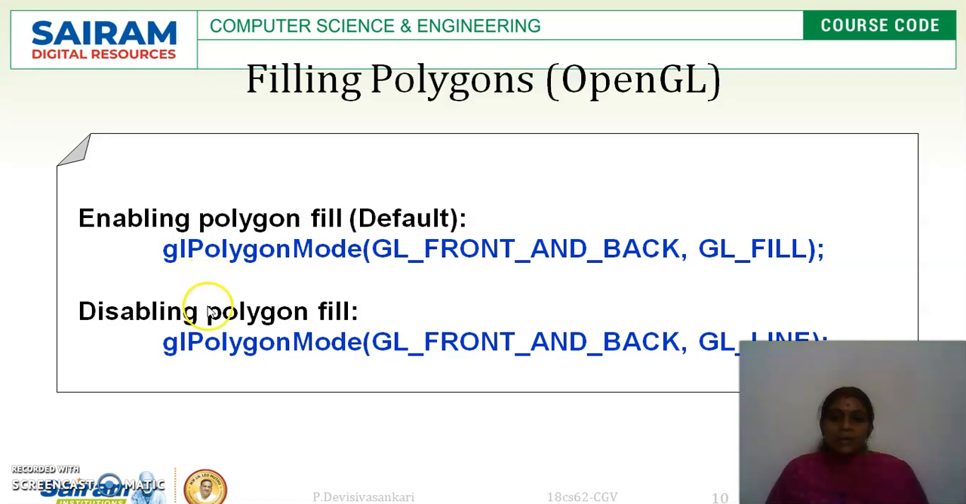To disable polygon fill, we use the function glPolygonMode with GL_FRONT_AND_BACK, and finally with GL_LINE we disable the polygon fill. So we are making it a line. These are the different functions we are using for fill area polygons.